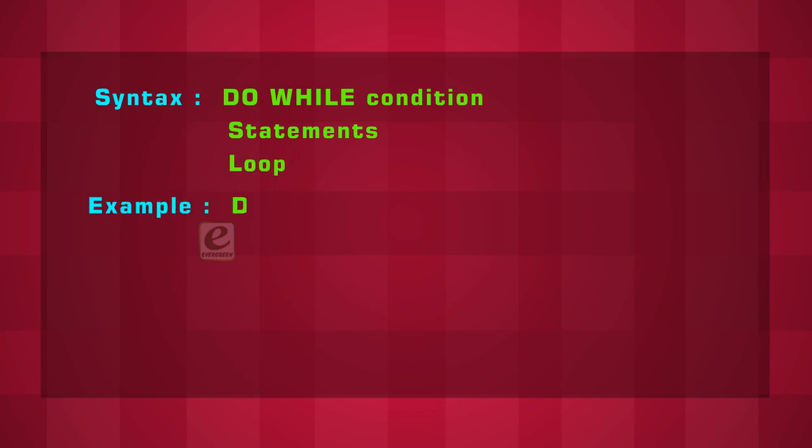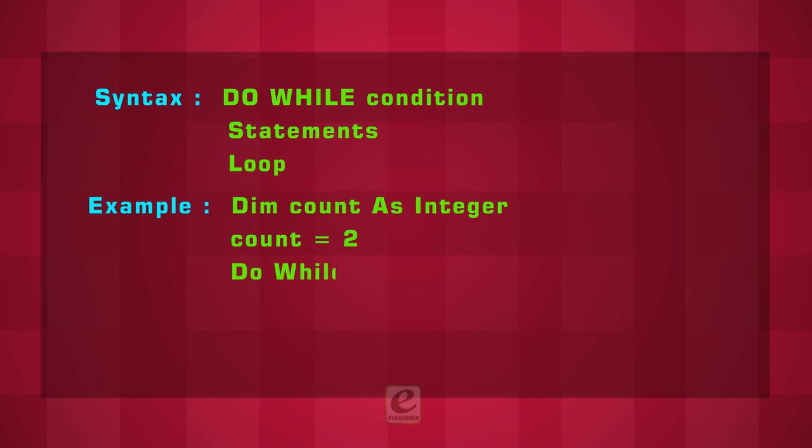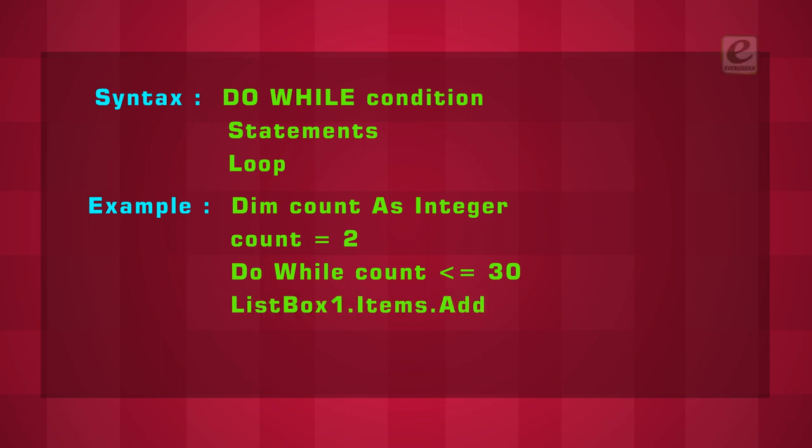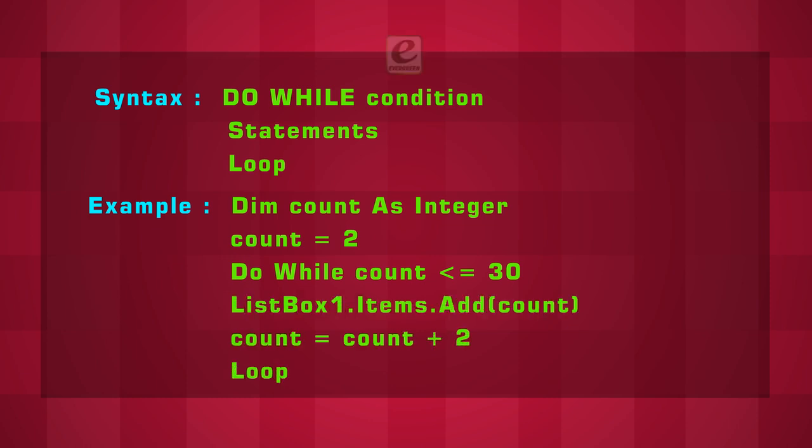Example: Dim count As Integer. count = 2. Do While count <= 30. ListBox1.Items.Add(count). count = count + 2. Loop.